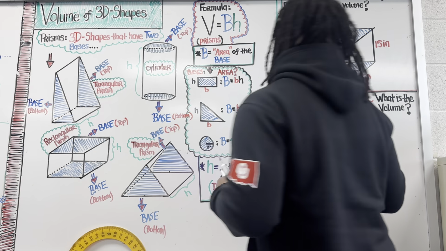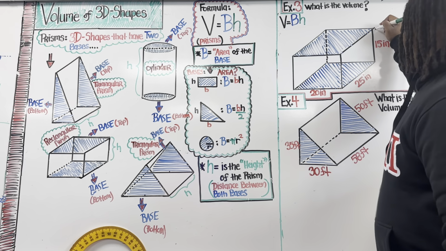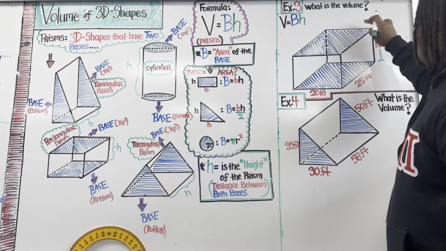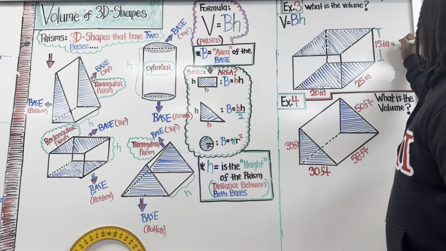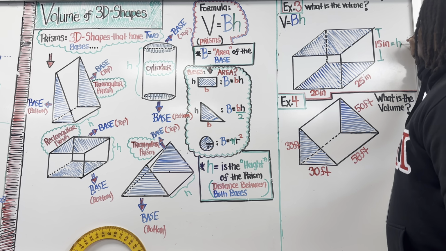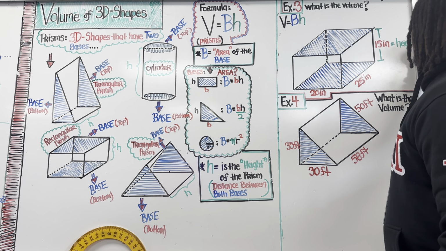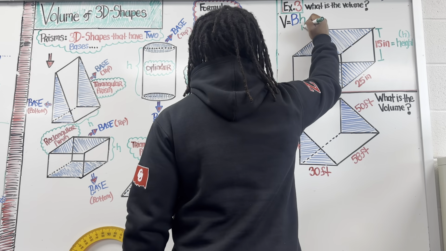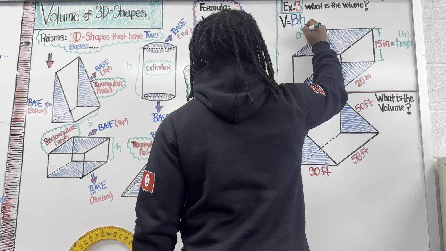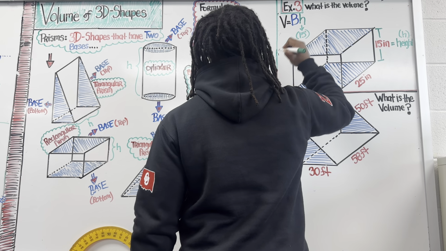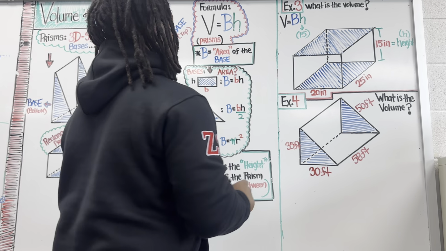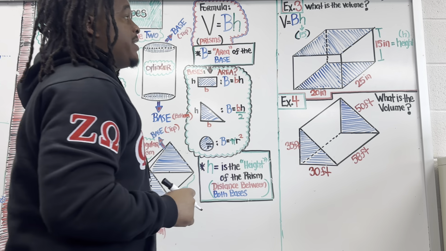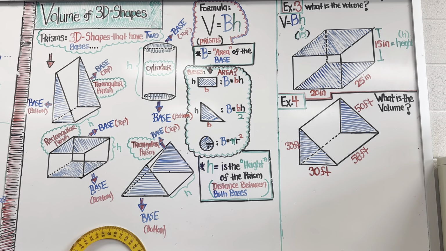The first thing that I can automatically see is the height of the prism, or the distance between the top base and the bottom base. So 15 inches in this case is H, which is the height. So I can already put 15 as H if you would like to. Then we're gonna find out the value of B, and then we're gonna multiply that by the height of 15.